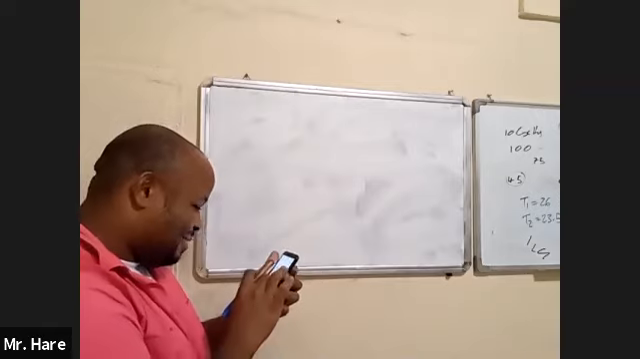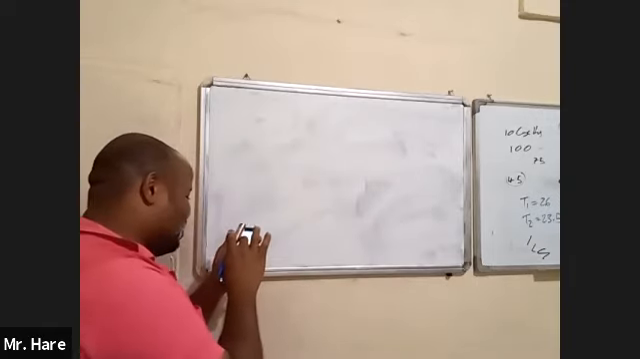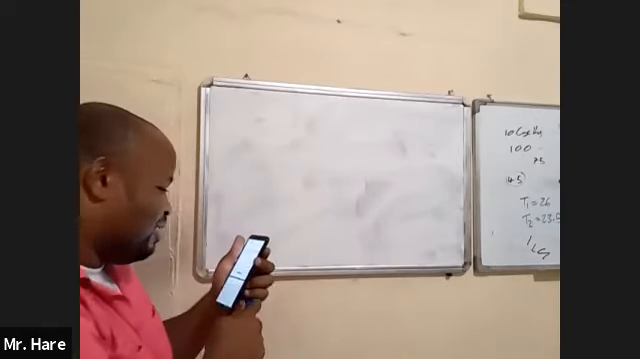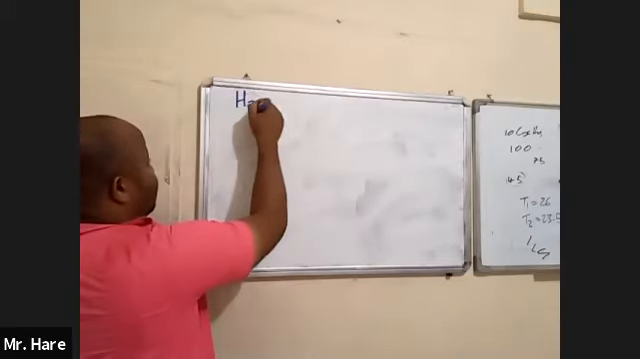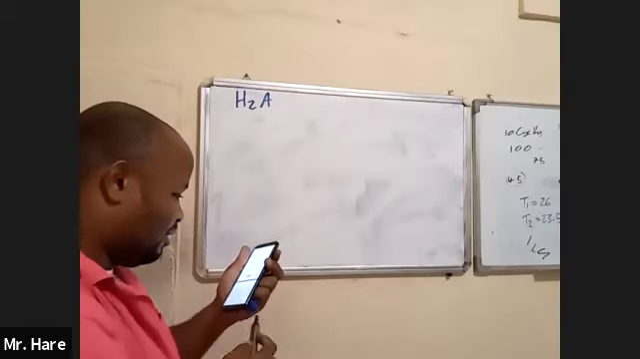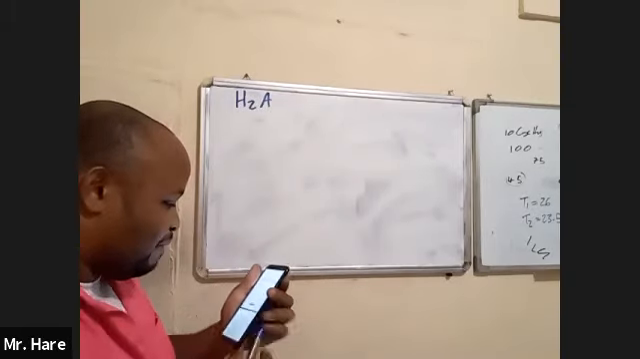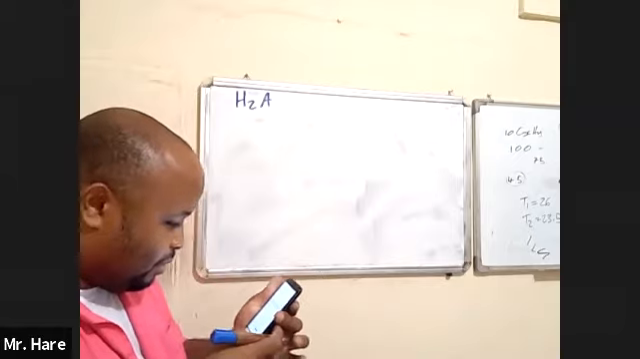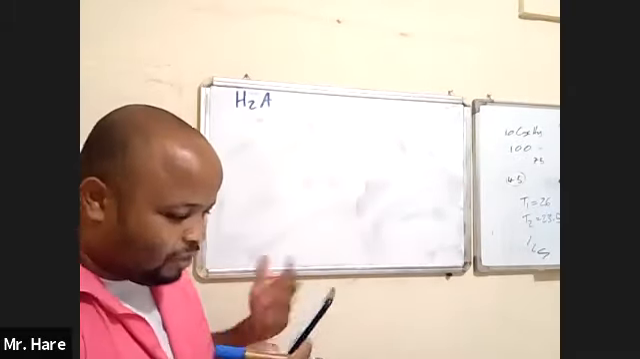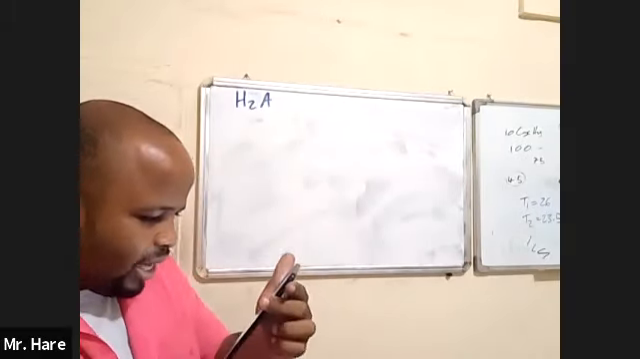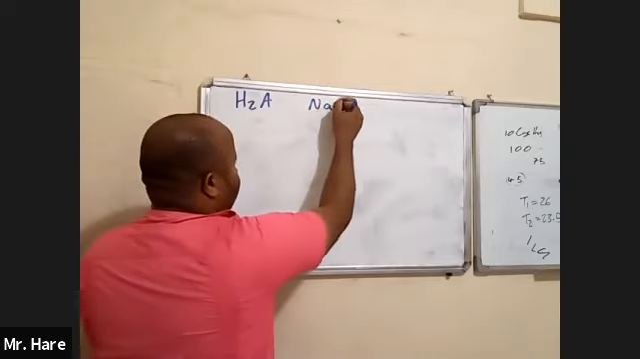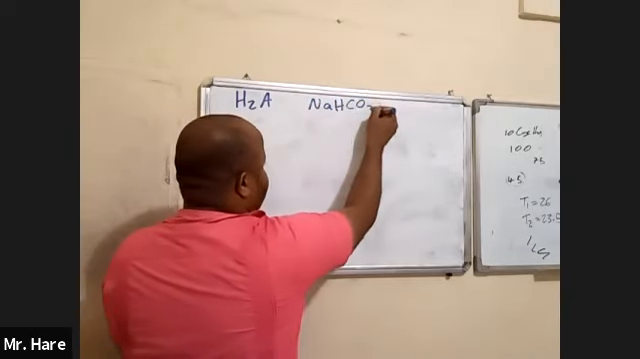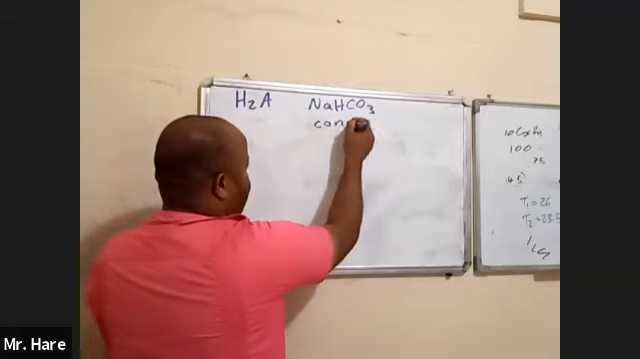All right, so a student standardized an unknown solution of acid H2A by adding successive 5 cm³ portions of acid to 25 cm³ of sodium hydrogen carbonate. So H2A is the acid, and we have sodium hydrogen carbonate, and they gave us the concentration.